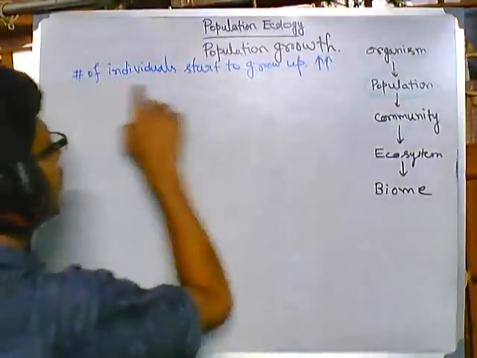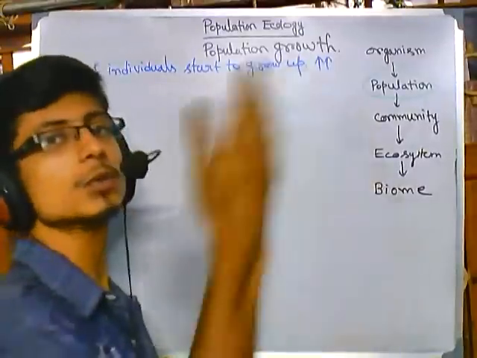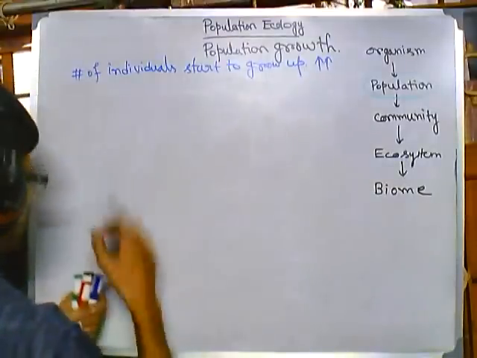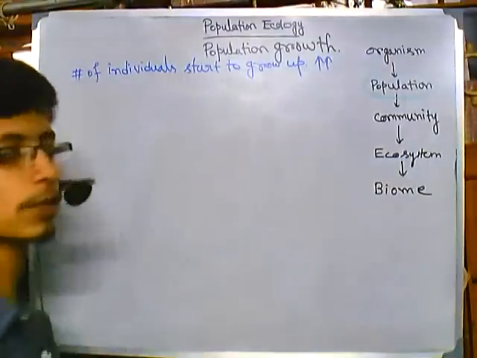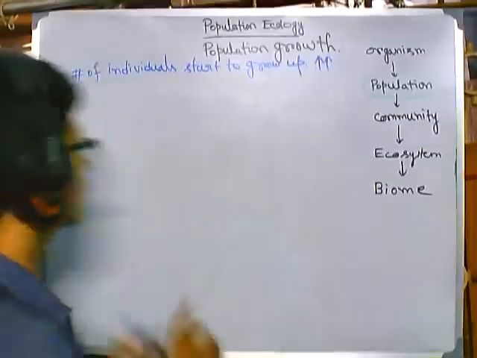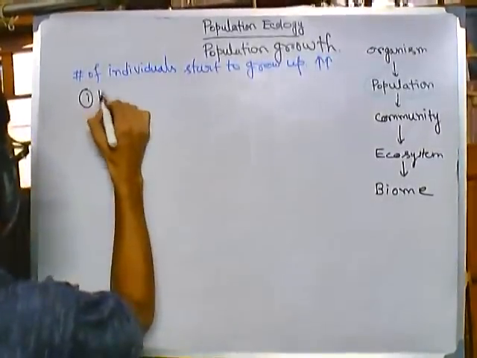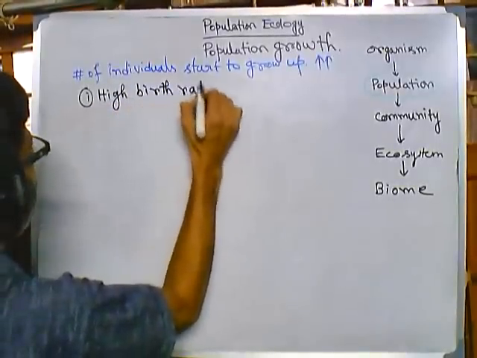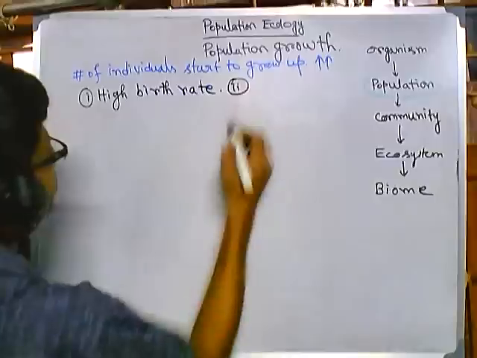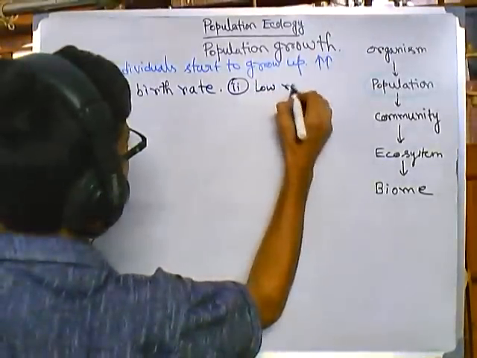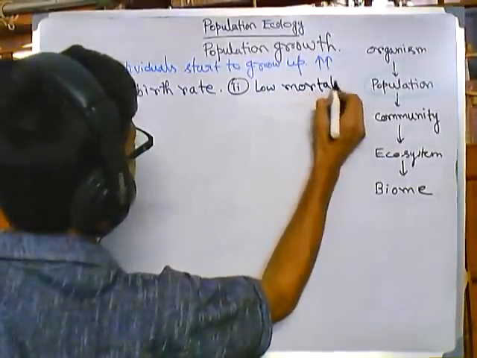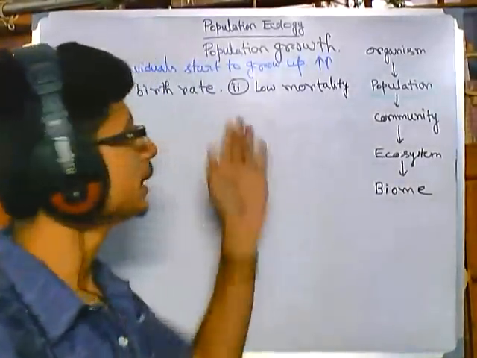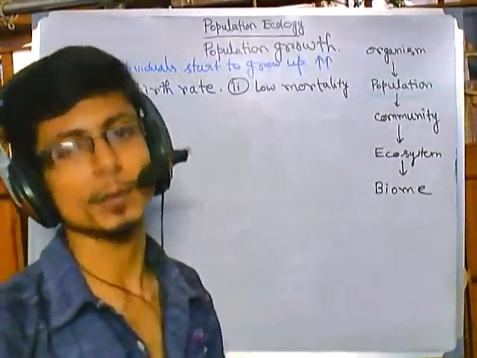Now when a number of individuals of a population start to go up, when we can find it? So the reasons for the number of individuals of a population to get higher, there are two reasons. One is high birth rate, and second thing is that low mortality. So these two factors are playing key important roles in increasing the size of a population, right?